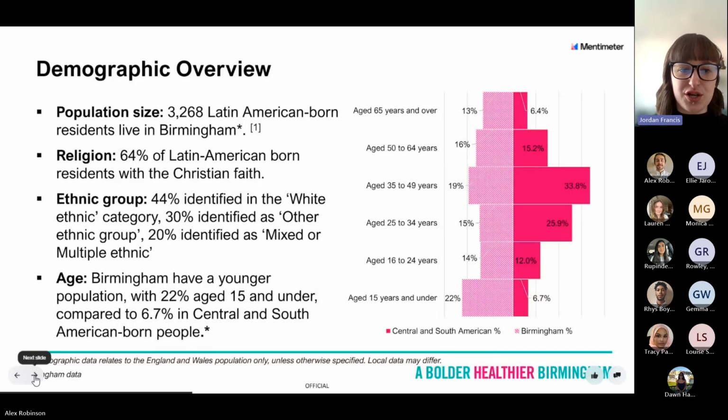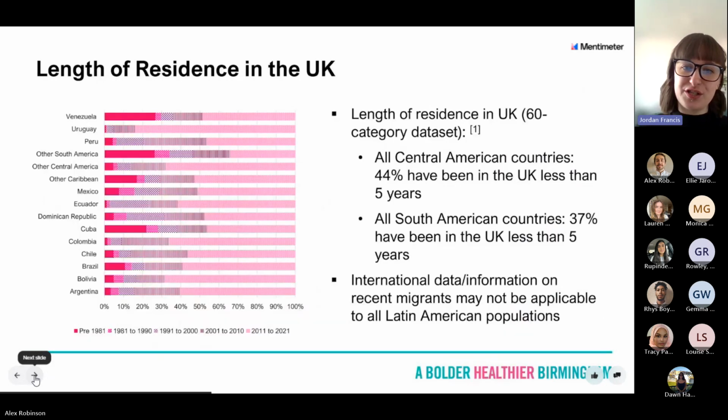Now, one thing I also wanted to touch on, as I was saying, that this profile looks at first generation migrants mostly based on the census data available, that is going to be more applicable to some Latin American communities than others. And we can look at the length of residence in the UK and the year of migration in the UK from different Latin American countries. Overall, we found that around about 44% of those born in Central America and 37% of those born in South America have been in the UK for less than 5 years.